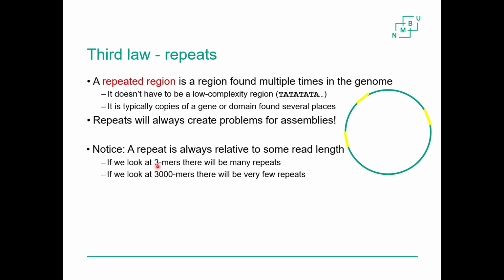And a repeat is always relative to the read length. If you have reads that are only 3 bases long, there will be many repeats, because any random sequence, for instance AAA, will occur many times in a genome. Short regions are repeated all the time. But if you look at longer regions, 3,000 bases for instance, then you won't see many repeats, because genes are in general shorter than this. So very few regions will be that long and at the same time repeated.